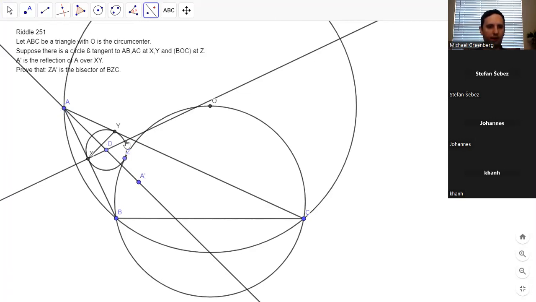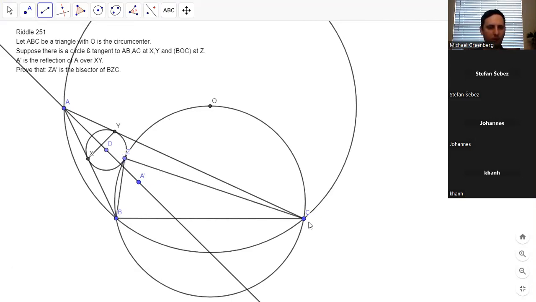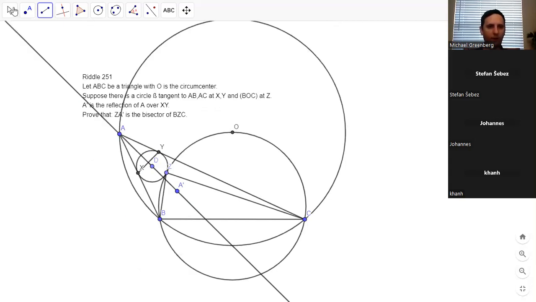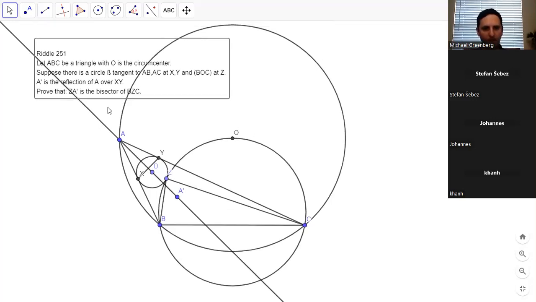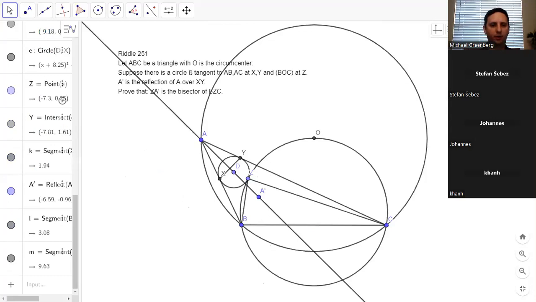And we want to show that ZA prime is the bisector of BZC. I think we can construct the circle by using an inversion. Oh, really? Okay. Because using inversion with power 1/2 AB times AC, the circle BOC will be transformed into the incircle of ABC. I mean, the Euler, the 9-point circle. Oh, the 9-point circle. Yeah, okay.